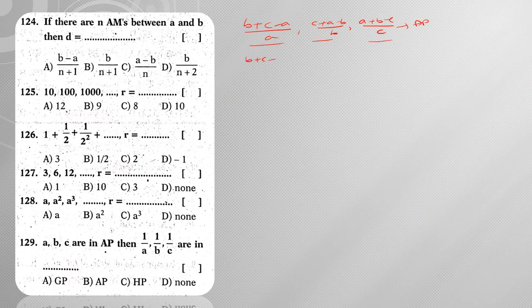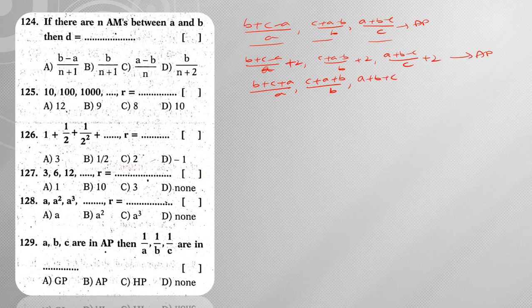Then what am I going to get? (b + c - a)/a + 2, (c + a - b)/b + 2, (a + b - c)/c + 2. Again this will be in AP. So when you take the LCM, here we are having a as denominator, so this becomes 2a. So plus 2a minus a gives (a + b + c)/a, (c + a + b)/b, (a + b + c)/c. So this will be in AP.